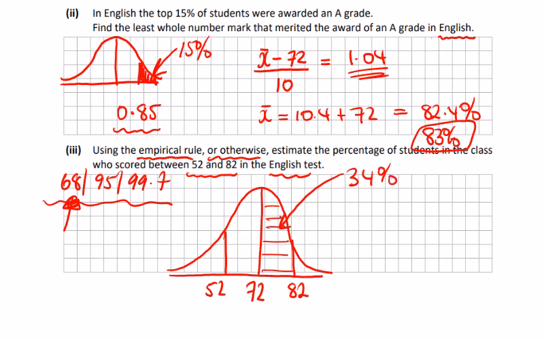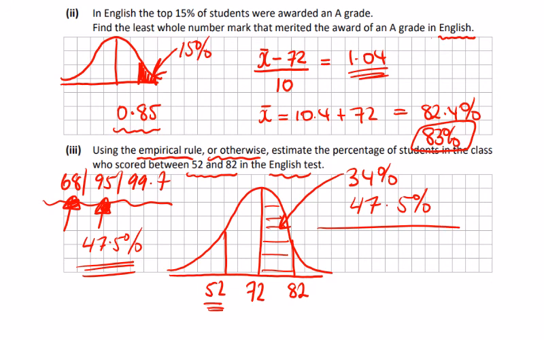And then to the left, 52 is 2 standard deviations below the mean. And 2 standard deviations is 95%, which would give 47.5% either side of the middle. So we've 34% and 47.5%, which is going to add up to 81.5%. 81.5%. When you know this empirical rule, it's really straightforward.